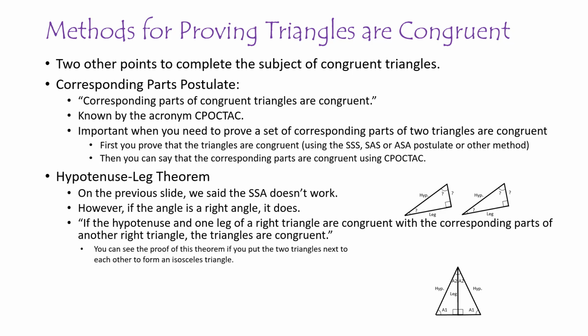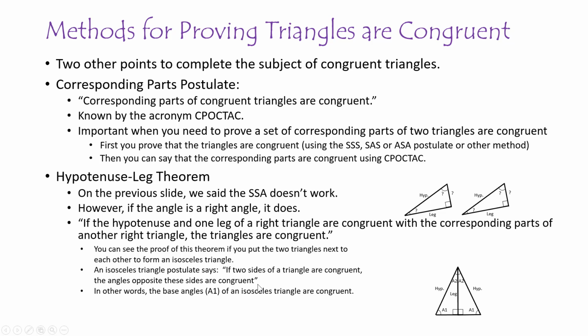And so you can see the proof of this if you put these two triangles next to each other, and they form this larger isosceles triangle. And there's a postulate, an isosceles triangle postulate, that says if two sides of a triangle are congruent, then the angles opposite those sides are congruent. So in this case, the hypotenuse and the hypotenuse are congruent, and the angles opposite those sides, that's A1 and A1, they are also congruent.